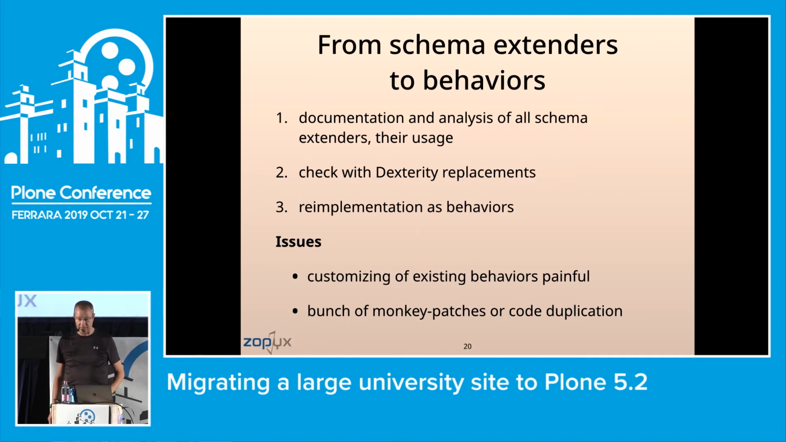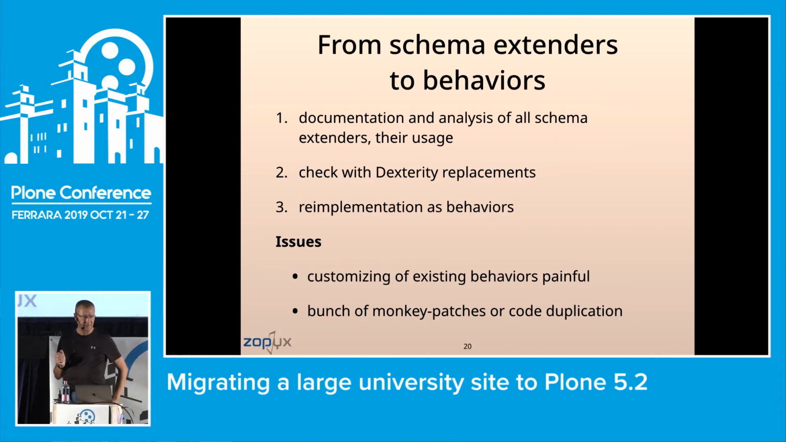The first thing we did was basically also make an inventory of all schema extenders used, how they are used, if they're still used, and we had to analyze what they're actually doing. And we had to check for Dexterity replacements, or check if we had to implement them on our own.